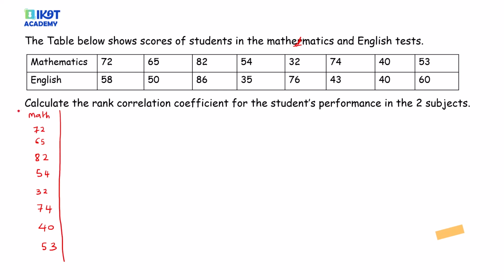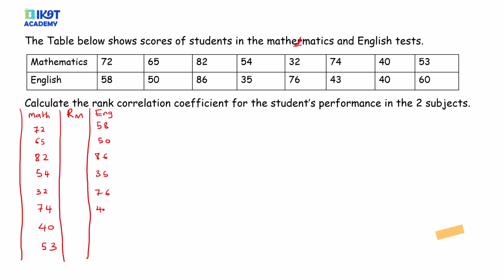Now after the first column, remember we are calling this rank correlation coefficient. So of course we are going to be ranking somewhere. Now we are going to put this column rank for math, RM, rank for math. Then I go to English. I'm going to show you how we rank. So we have 58, we have 50, trying to make sure they're in line. Then we have 86, then we have 35, then we have 76, 43, 40, and then 60. Then now I put also here the rank for English.